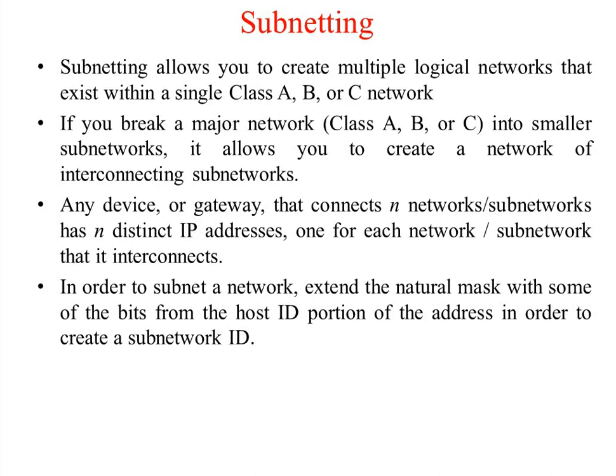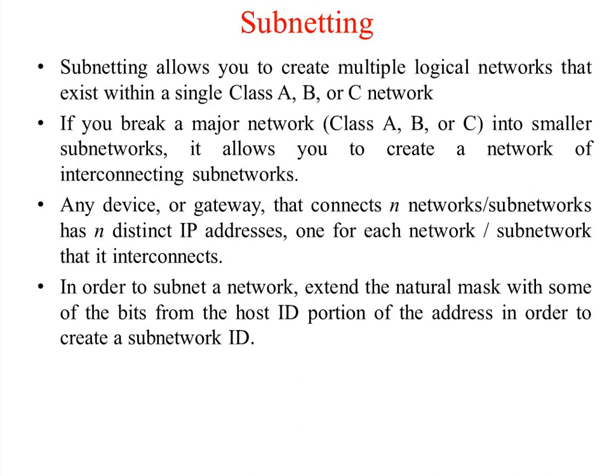You will understand it. Then any device or a gateway that connects n subnetworks has n distinct IP addresses, one for each subnetwork that it interconnects. So each IP address is a unique one, and that is interconnected with a subnetwork. So it is going to help you in dividing the bigger networks into smaller networks, and you can have your own identity. You can create your own networks with subnetworks.